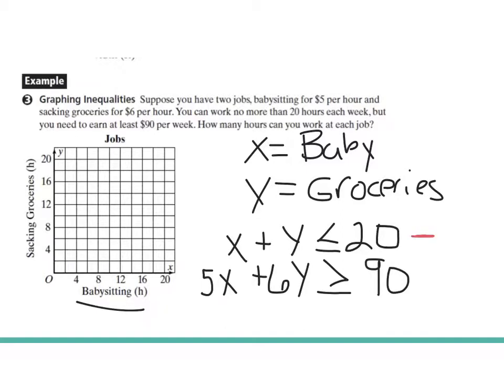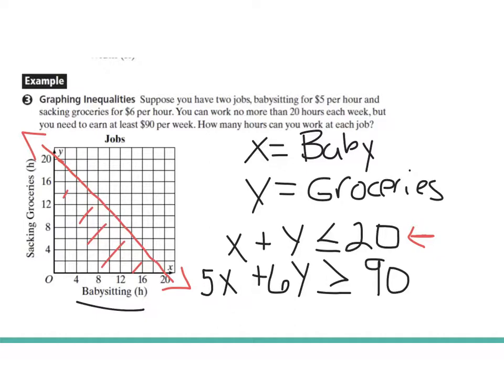So this inequality right here, I'm going to use in red, and our intercepts are 20. So we could work 20 hours babysitting, 20 hours sacking groceries, and that's our maximum. I'm going to use a solid line here because that is acceptable. Okay, and I'm not going to shade quite yet. Now, if you imagine, we're going below that red line, so I'm just going to do that very lightly.